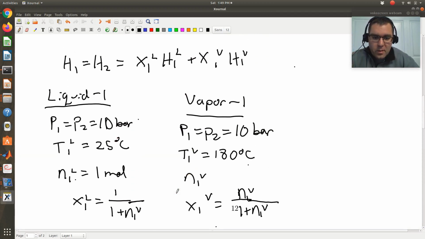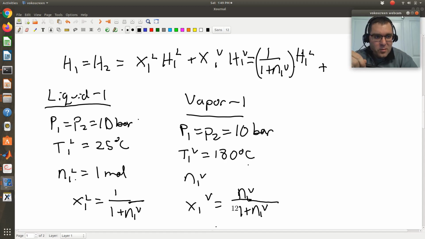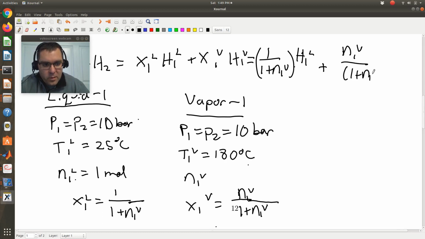And so basically this equation, if I plug in these two expressions, reduces to, let me go do that. Let me just rewrite this as 1 divided by 1 plus N1V times H1L, plus N1V divided by 1 plus N1V times H1V.